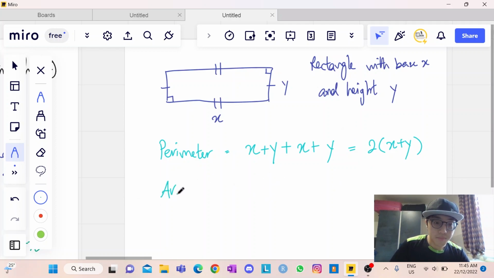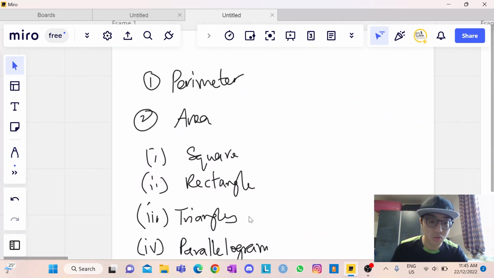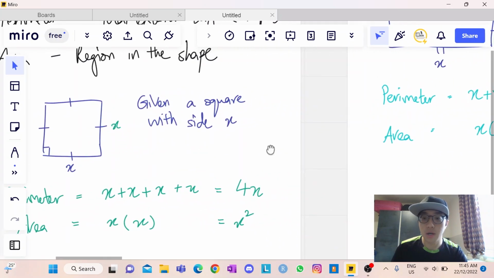And what is the area? The area is the total region covered, so it will be the base multiplied with the height, so it's equals to x multiply y. Therefore, you get xy unit square. All right, it's just that easy. So next, we're going to be looking at a parallelogram. Oh, okay, never mind. Let's look at a triangle first.